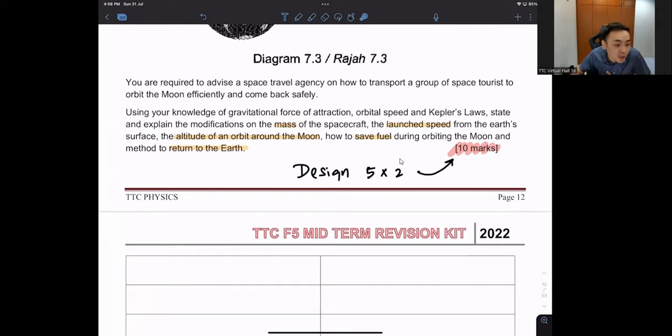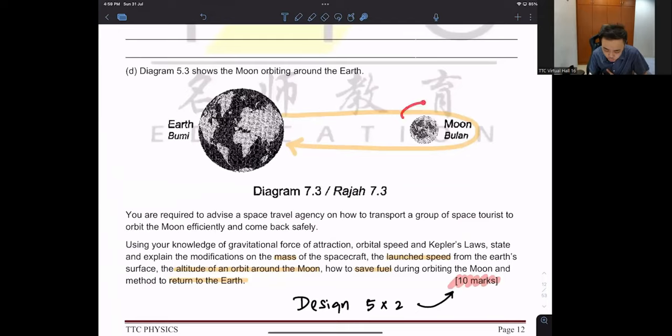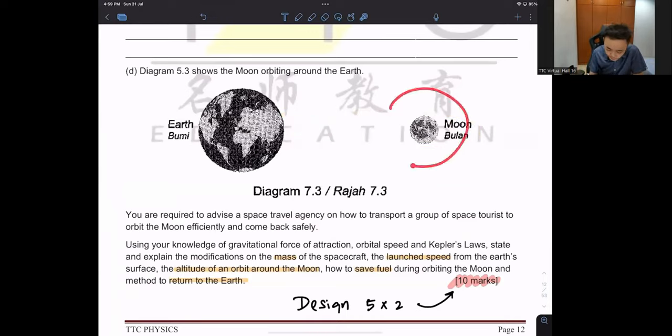Next one, altitude around the moon. When you try to orbit around the moon, what do you think? Should you go higher, further away, or nearer to the moon? Further, of course. Now, simple. When you're further away from the moon, you get attracted less, right?